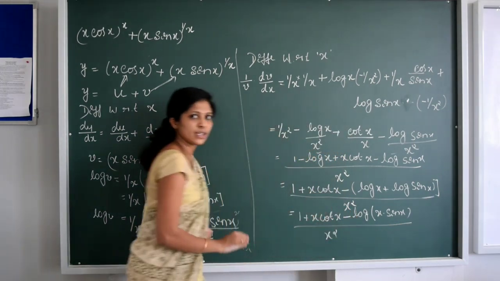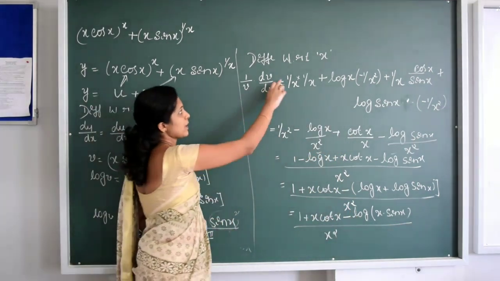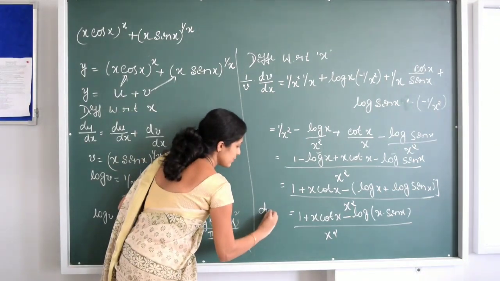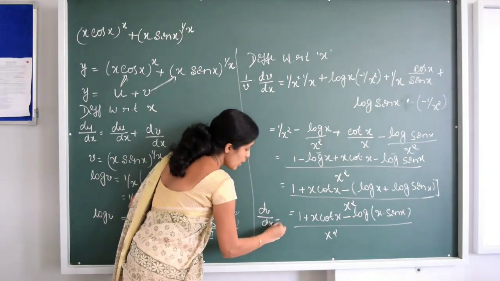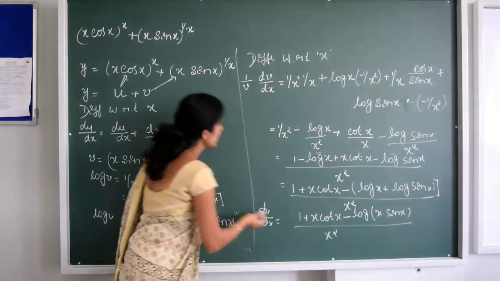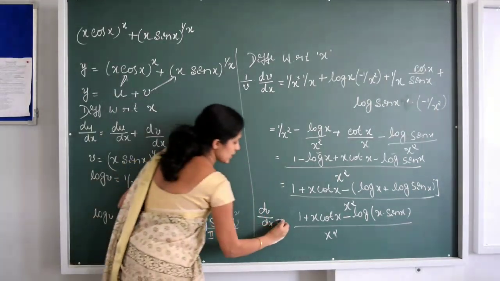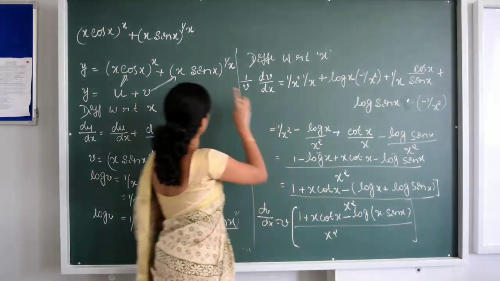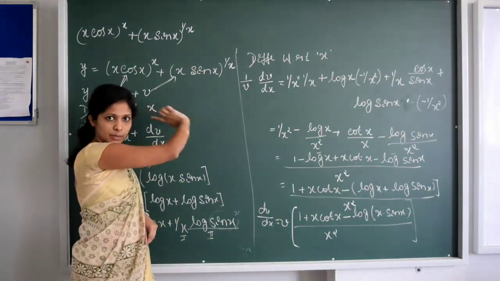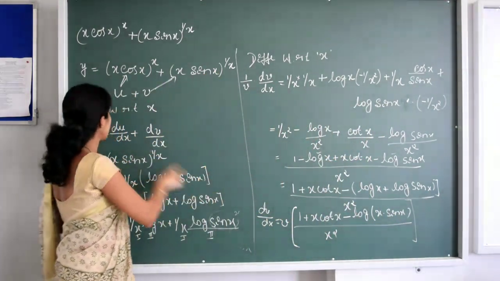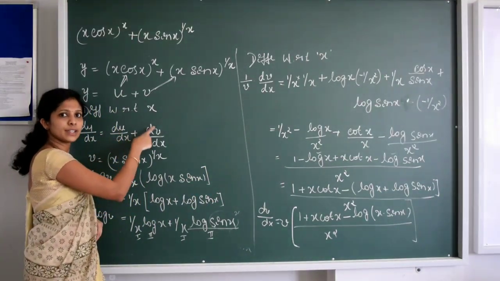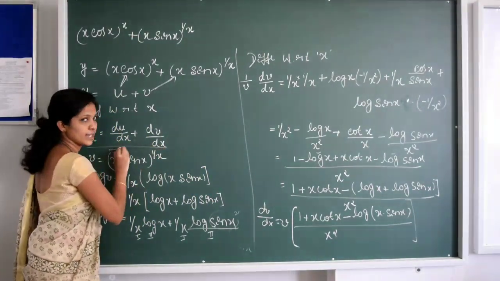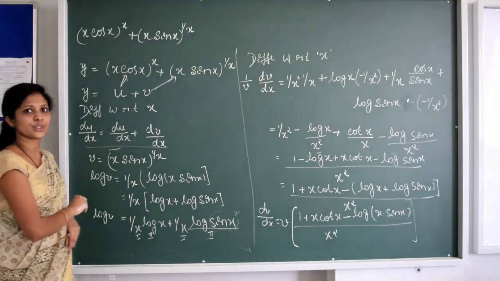Is it dv by dx? No. You have to multiply by v, right? So dv by dx will be equal to v into, what is the value of v? Substitute the value of v. V will be now x sin x whole to the power 1 by x, and finally you substitute in the equation du by dx plus dv by dx. This should be the final answer. I hope you understood this one.